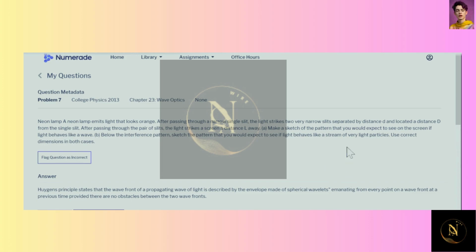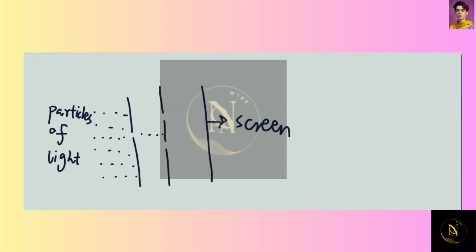And for the second question, let's take a look. It said, below the interference pattern, sketch the pattern you would expect to see if light behaves like a stream of very light particles. So if we imagine light acting like particles, which is something like this, a bunch of dots here.